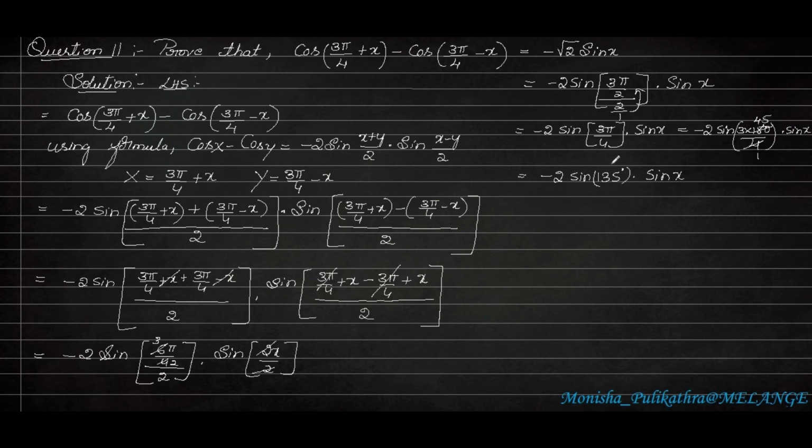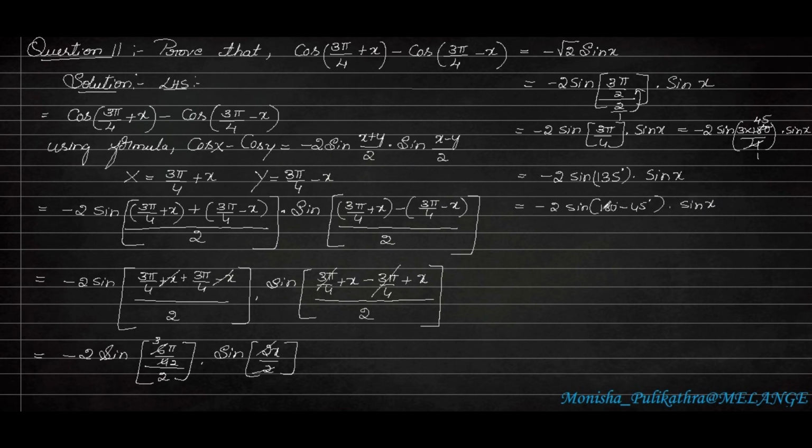So in the trigonometric table there is no value for sine 135. So we have to reduce it. So it will become minus 2 sine (180 minus 45). Okay, 180 degree minus 45. 180 minus 45 is 135, into sine x.